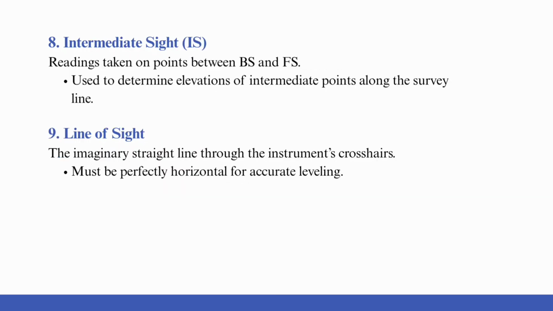The reading taken on the point between the BS and FS, that is, between the backsight reading and the foresight reading, is termed as IS. It is used to determine the elevation of intermediate points along the survey line.